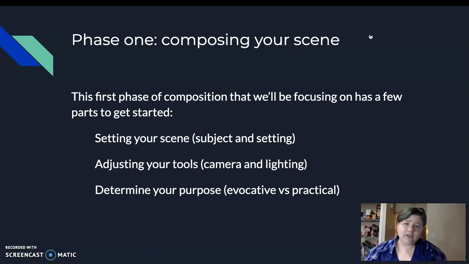You might recognize these terms from English class because they're parts of a story. You'll also need to consider how you adjust your tools, your camera, your lighting, right? But then the third part, and this is the one where you really need to think, is determine your purpose. Is it evocative or practical?